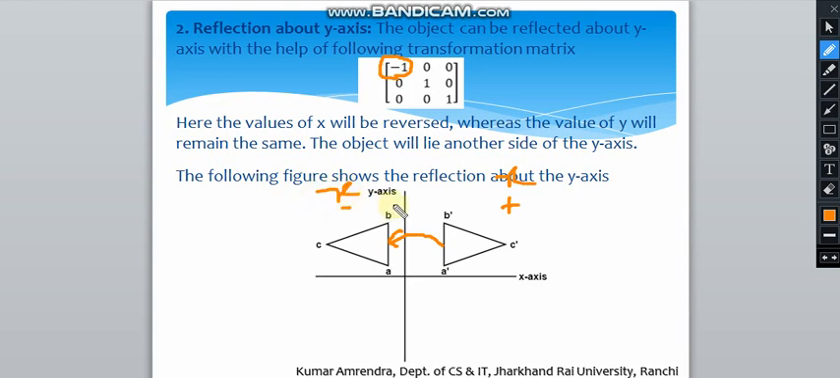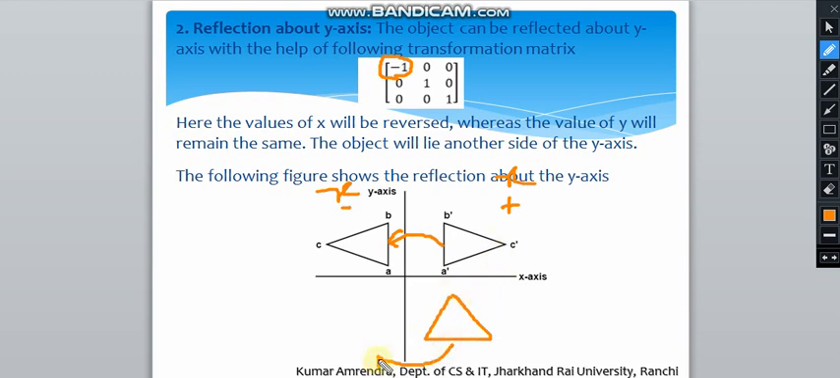So that's why we are changing the value of x as negative in the second quadrant. So the object can be reflected about the y-axis with the help of the following matrix, and here the value of x will be reversed, whereas the value of y will remain the same, and the object will lie on the other side of the y-axis.